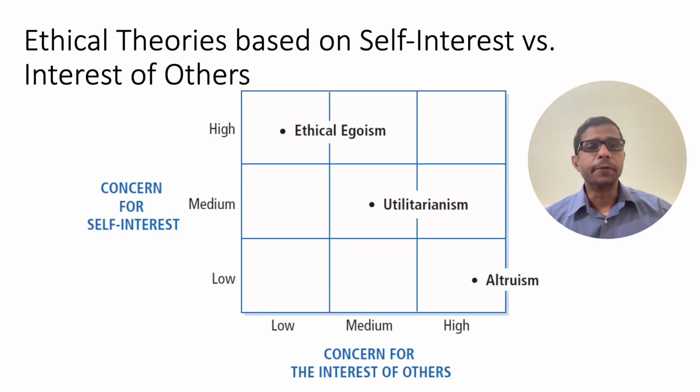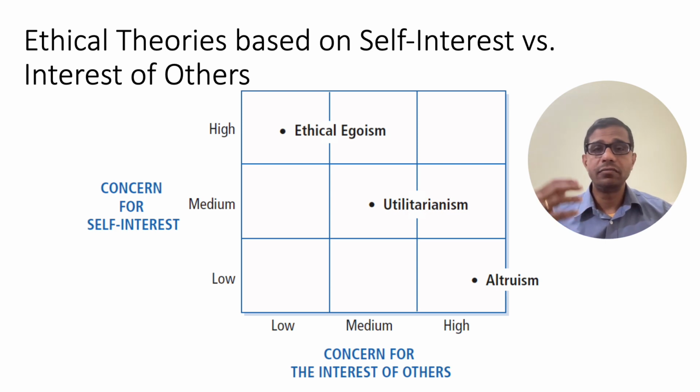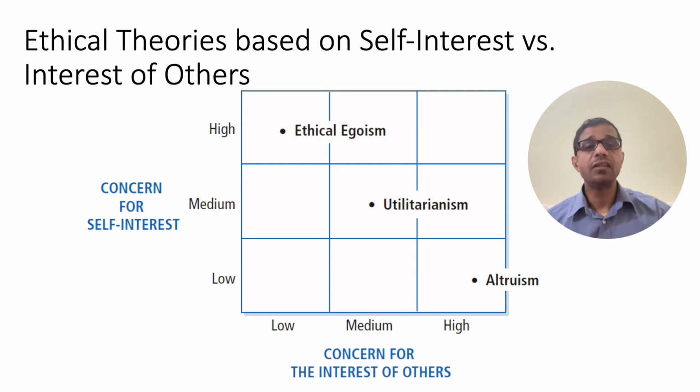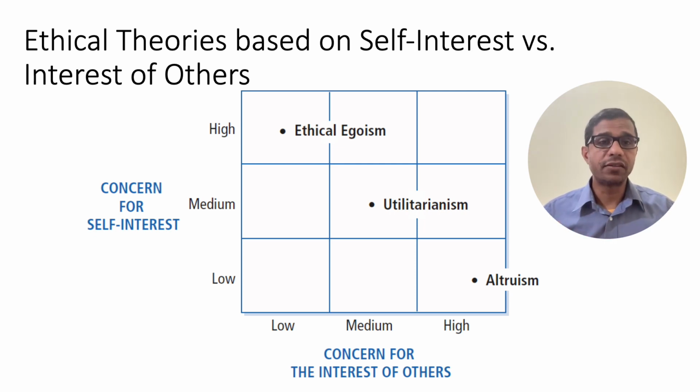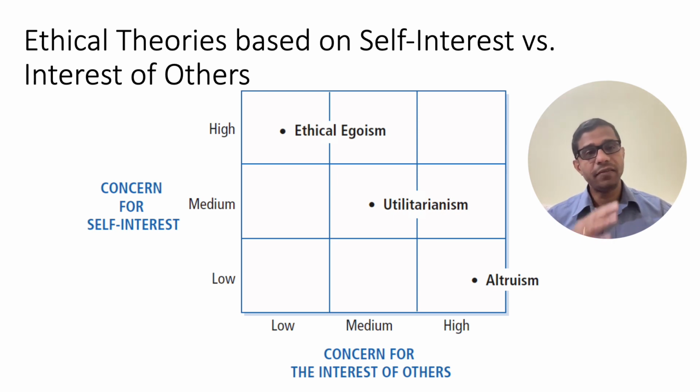So what you see here are those three teleological theories that I had shared before in the mind map. Here I am sharing them in a matrix. In the matrix, on the x-axis, you have concern for the interest of others. So how much do you care for others, their needs? It could be low, it could be medium, it could be high. Okay. Similarly, on the y-axis, we have concern for self. So it's all about self-interest. How much do I care about me, about my needs, about my interests?